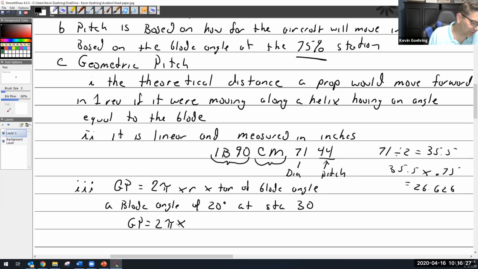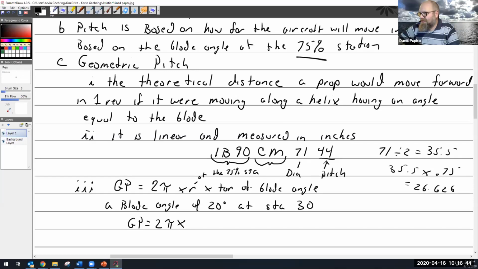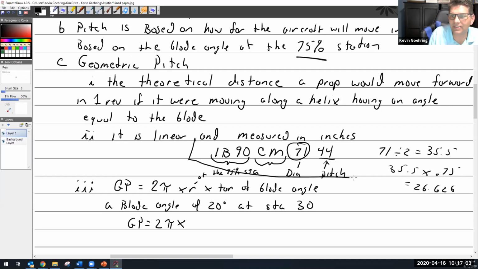This particular example here, maybe I should go back and find my example. This actually is the radius at the 75% station. Okay. So, you know what I might do with this one? I'm just going to use 26.626. It's a radius at 75, right? I already screwed up. I got half of you over here working on a 71-inch prop, and the other half of you over here at 30. I got to get everybody to move forward and realize that this was one thing and this is something else.